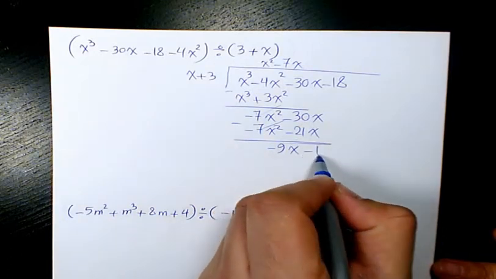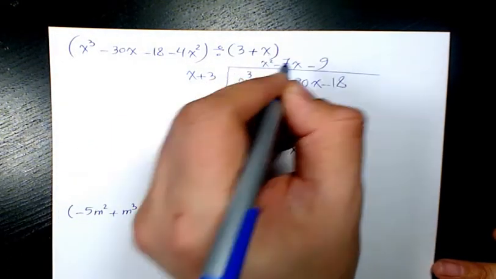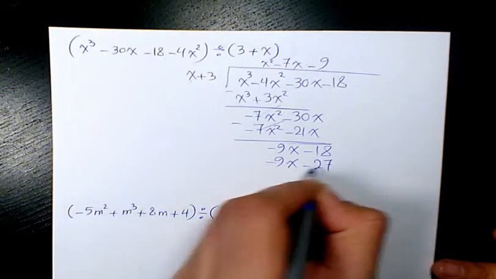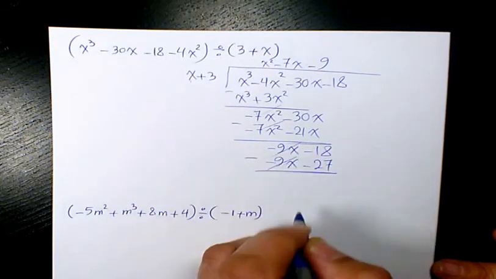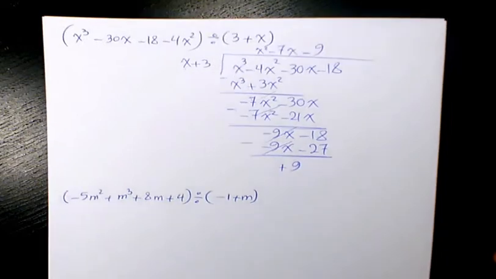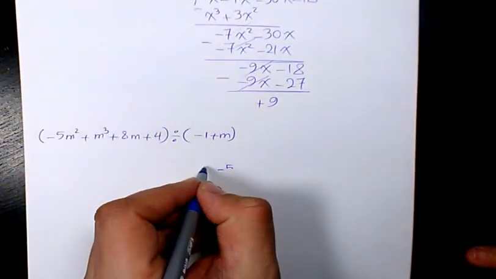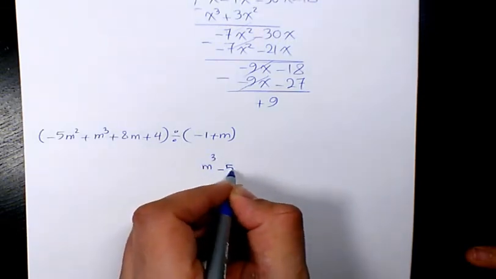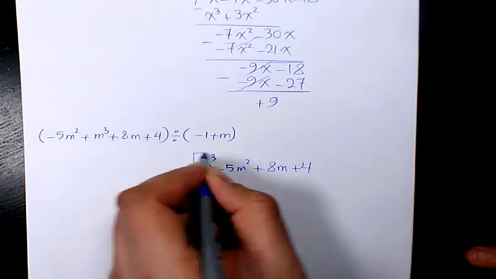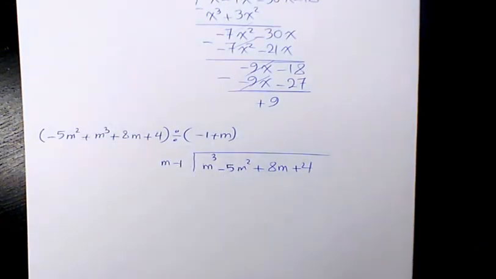Then you bring this one down. Negative 9x divided by x is going to be negative 9. Negative 9x minus 27. You subtract it. It's going to be positive 9 as the remainder. Next one, actually, m cubed is the first one. Then negative 5m squared plus 8m plus 4 divided by m minus 1. Because you need to rank them.